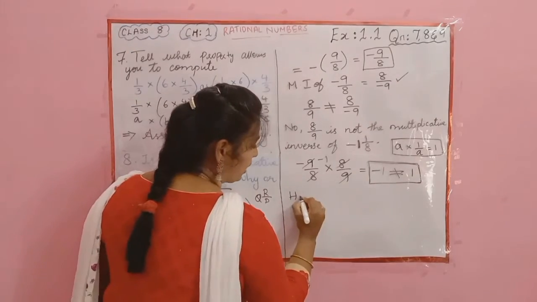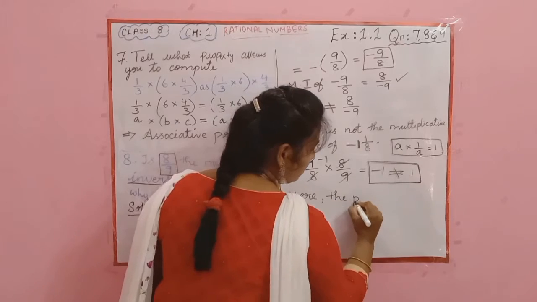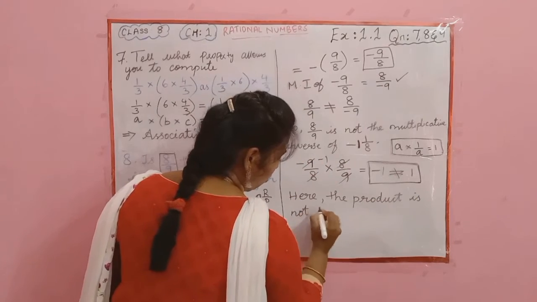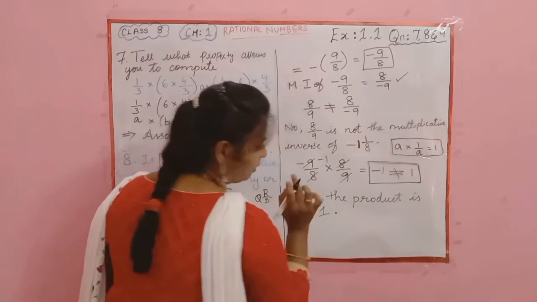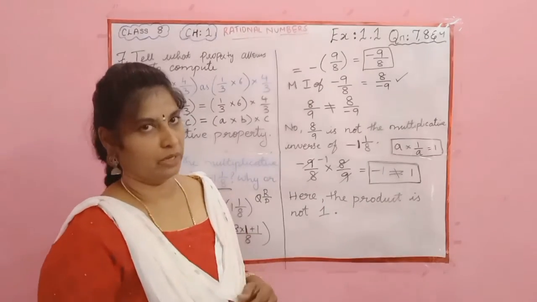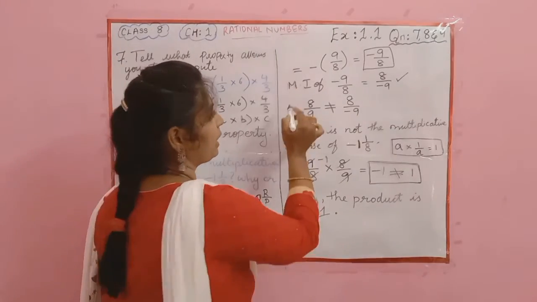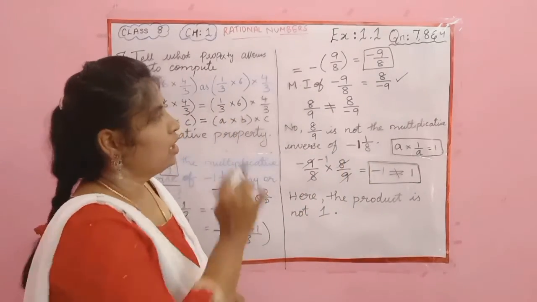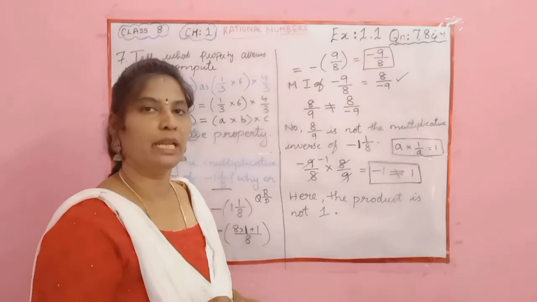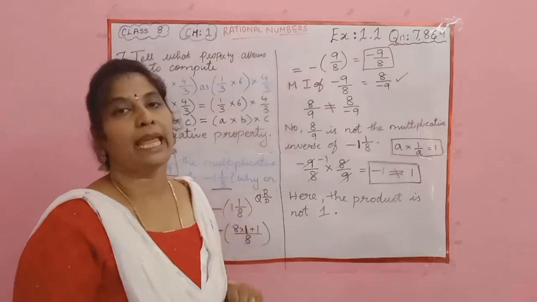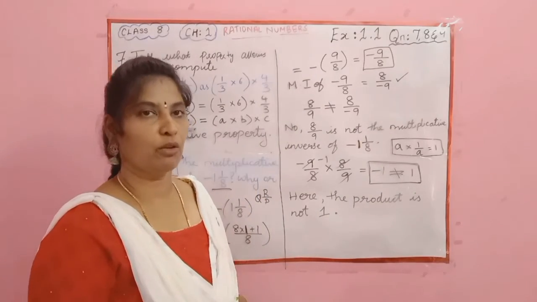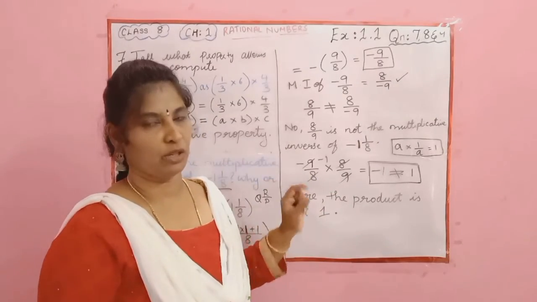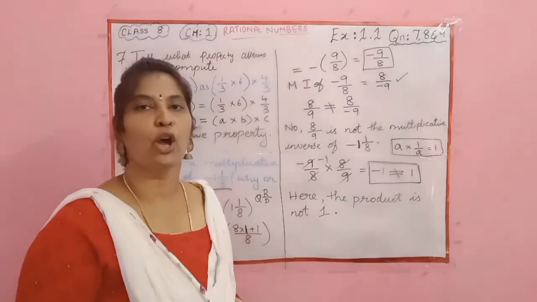Here, write that the product is not 1. Okay, only if the product is 1 is it the multiplicative inverse. So what we have proved is that the actual multiplicative inverse of the given question is 8 by minus 9, but in the question they have given 8 by 9. So we are just checking. So finally you have to write this answer because this is your justification. Okay, so here the product is not 1.